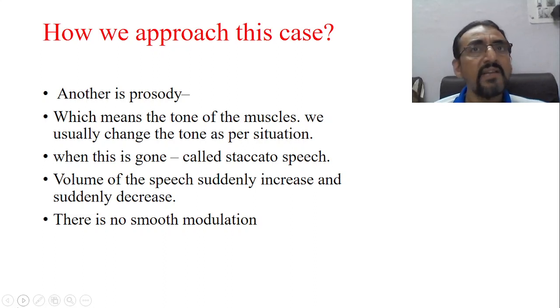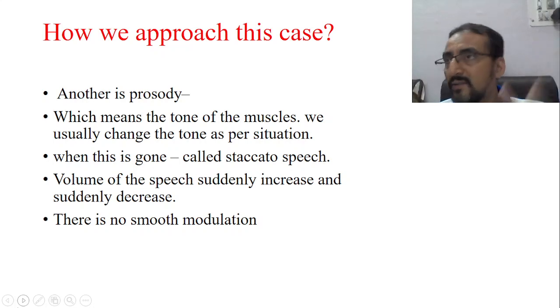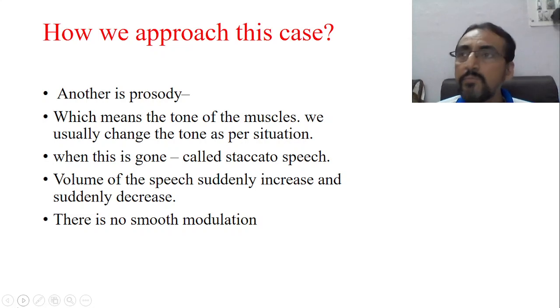Why is this happening? Because of the modulation or fine tuning which is done by the cerebellum. Whenever any movement is taking place, that is not done, because it is also a movement, isn't it? When I am talking, it is also a muscular movement. It has to be finely tuned, but it is not happening, and therefore it leads to this type of speech. Again, the problem is in the cerebellum.